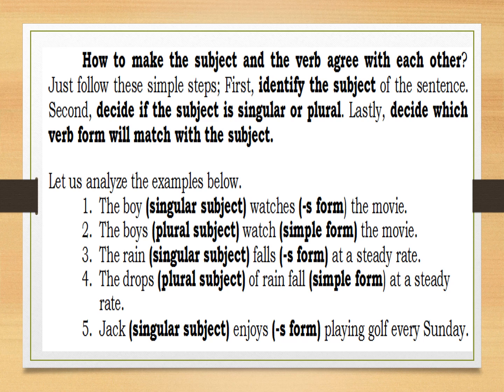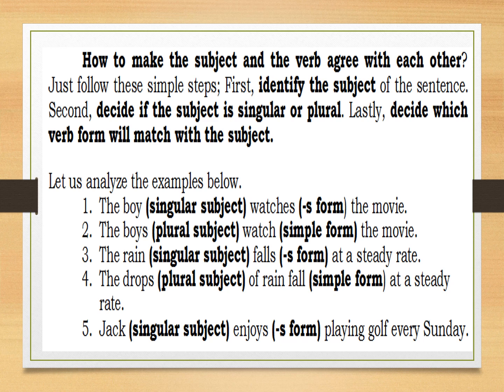Let us analyze the examples below. Number 1: the boy, singular subject, watches, S form of the verb. So the boy watches the movie. Why S form of the verb? Why watches? Because the boy is a singular subject. Number 2: the boys watch the movie. The boys is a plural subject, therefore the verb must be in its simple form, watch.